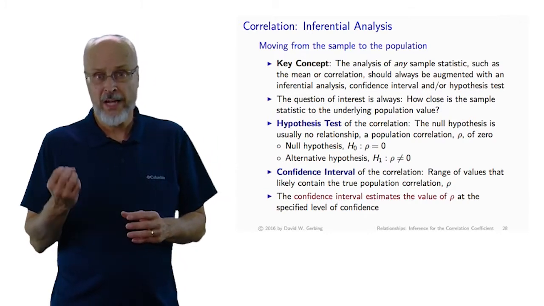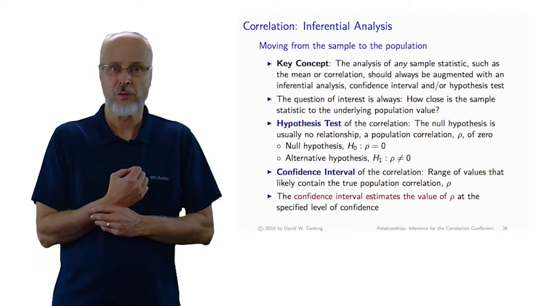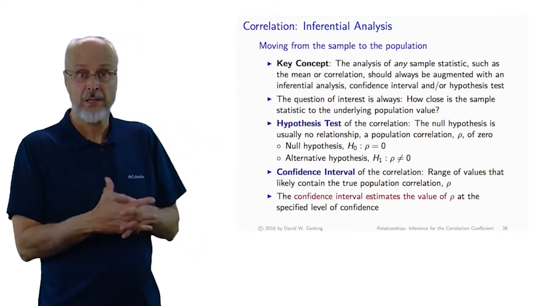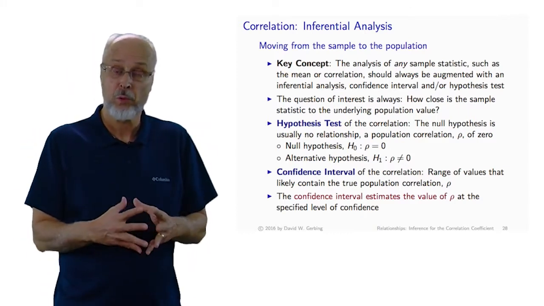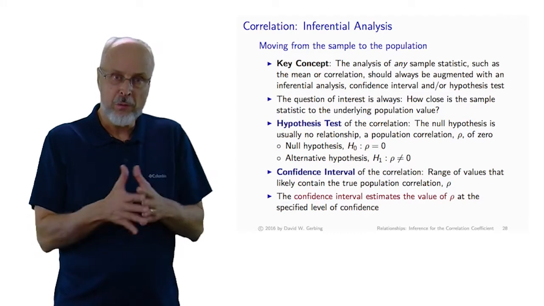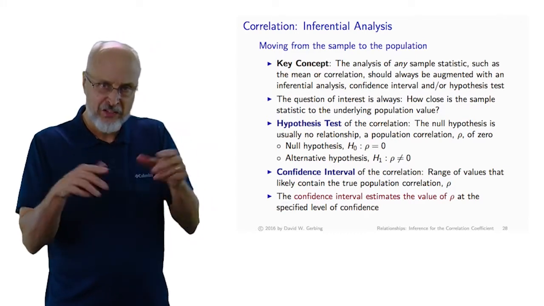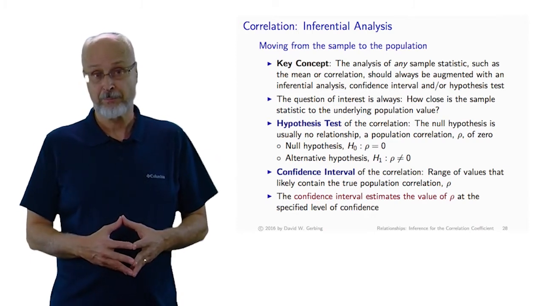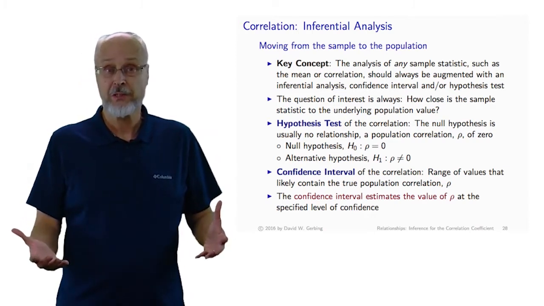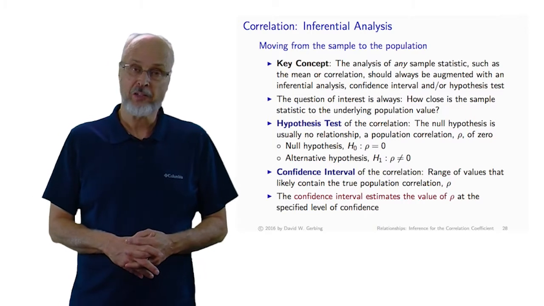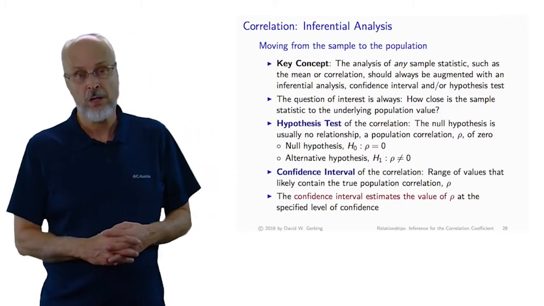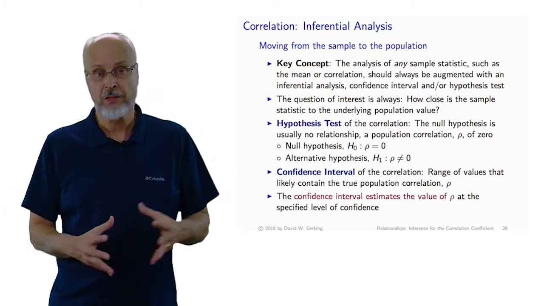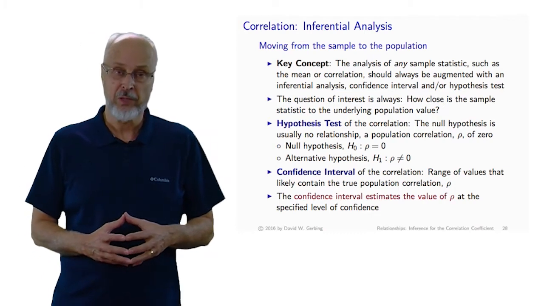So the confidence interval estimates the value of the population correlation at whatever specified level of confidence, like 95% or 0.95. We don't know what the population correlation is, but it's estimated to be within this particular range, which is the confidence interval. So where do we get this information? We get it by running the scatterplot function in Less-R or the correlation function in Less-R, which will give us that information.